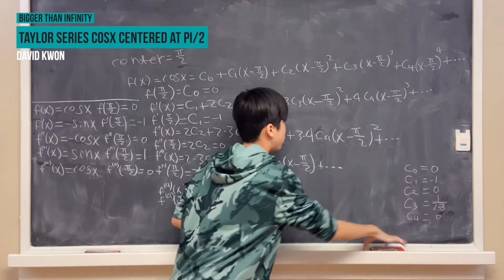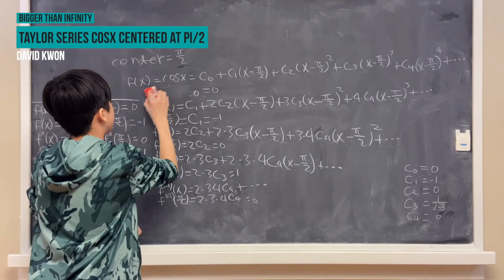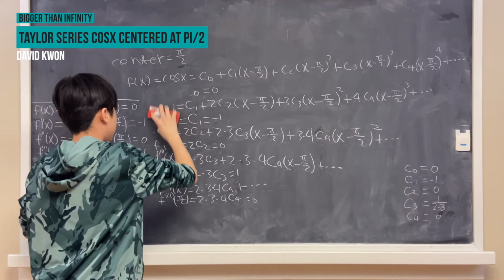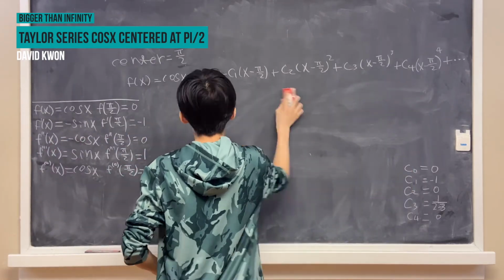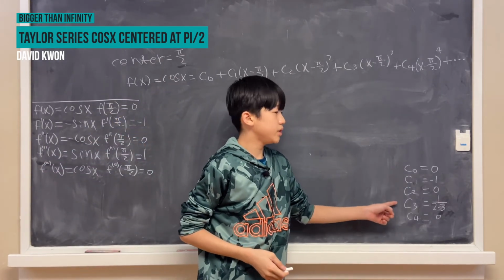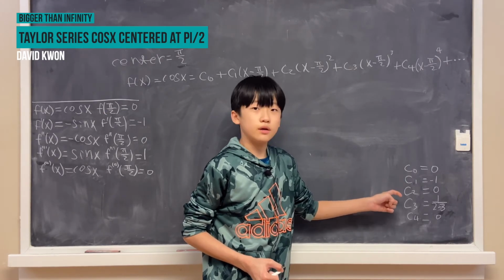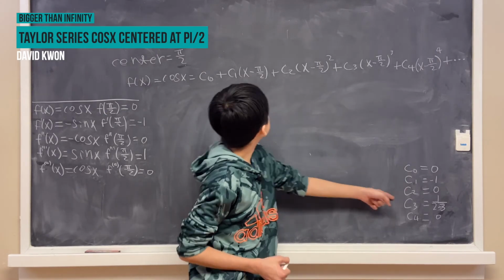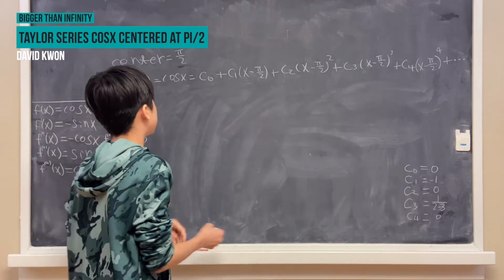And now we won't be needing all of this note here, so we will erase them. So now after having all of these values, we will simply replace them into our original function cosine x.